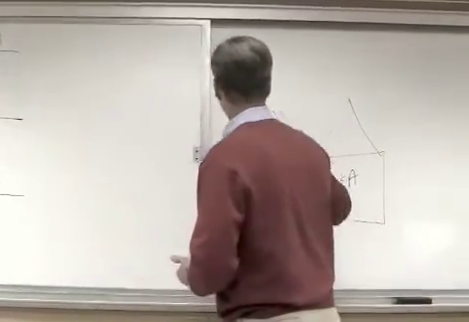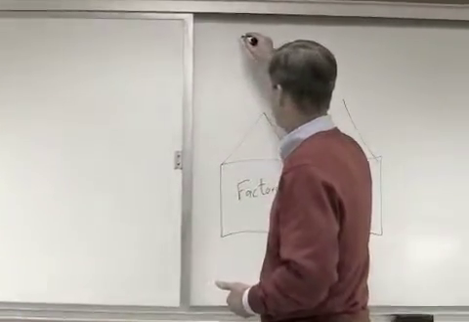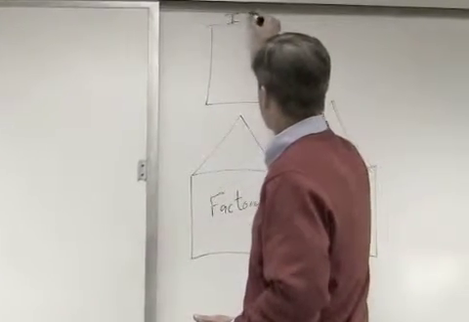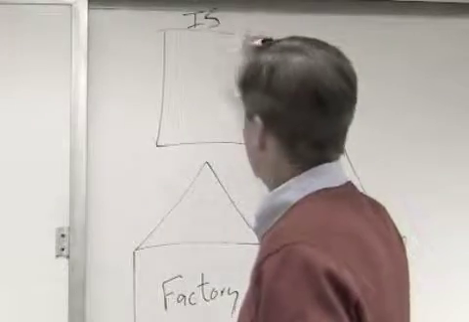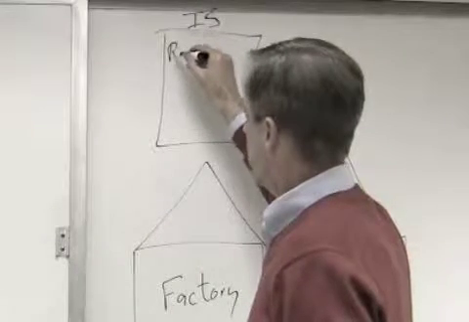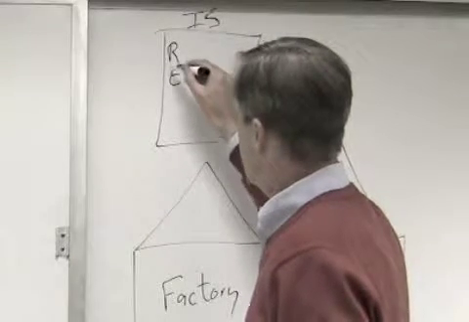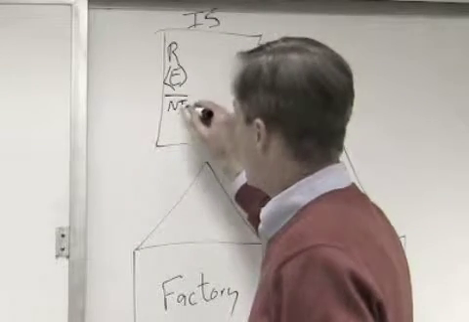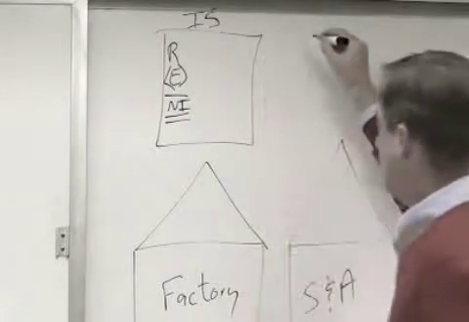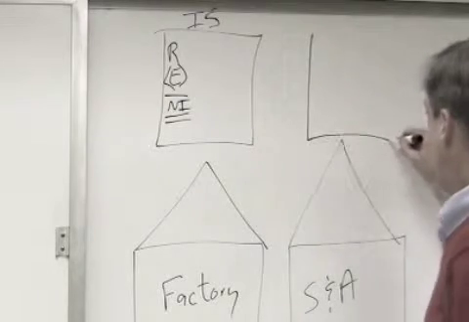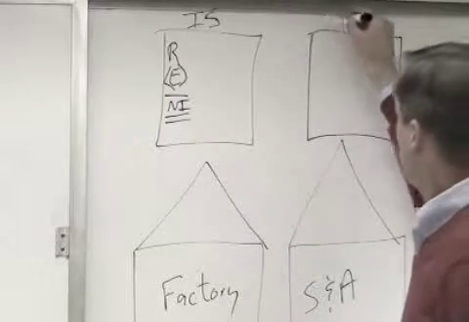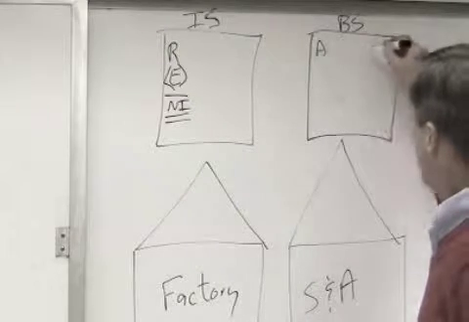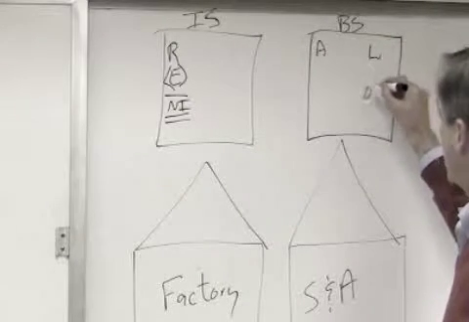So if we look at our income statement, you just think about your income statement here. And we're going to have a pretty simplified income statement here. Revenues minus expenses equals net income. And we have a pretty simplified balance sheet here, which has assets, liabilities, and owner's equity.